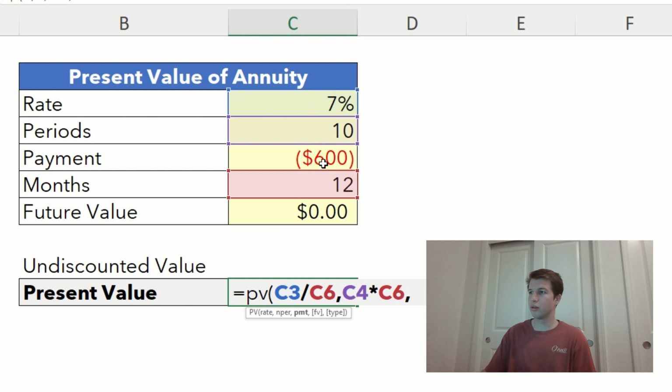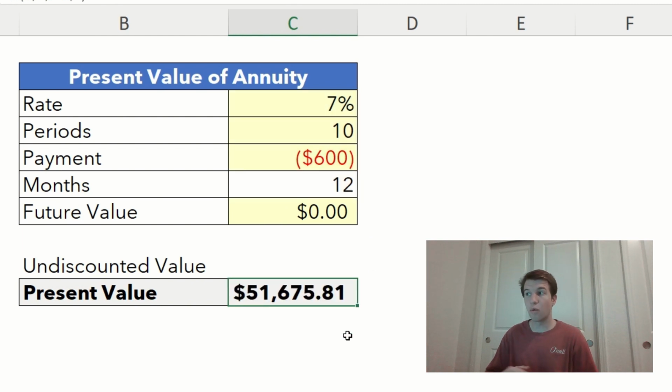So now we'll do that same present value formula and we'll do all the same inputs. But instead of doing 0 for the payments, now we have $600 for the payments. And then we're going to say our future value is worth nothing. So we're saying, wow, if we get paid $600 for 120 months, that's worth $51,000.